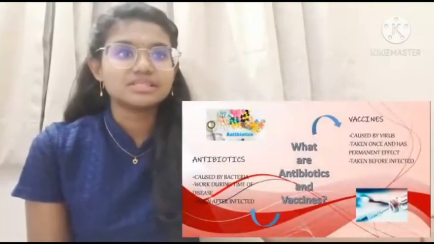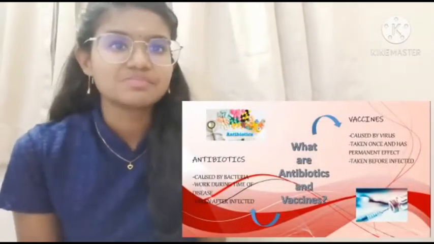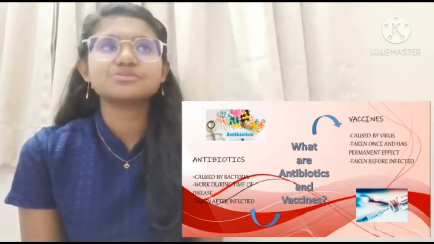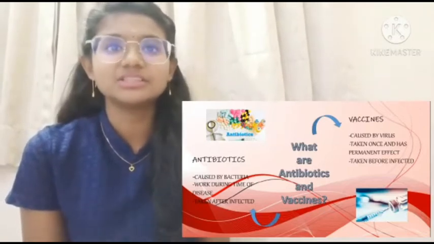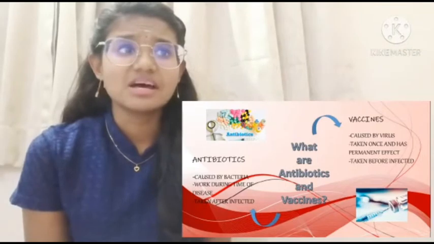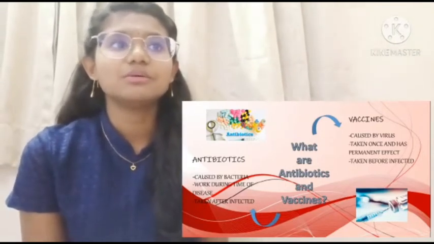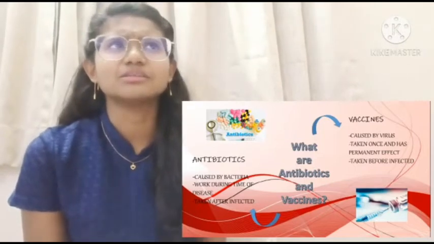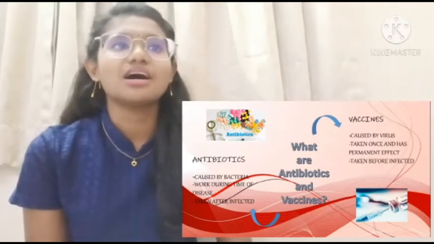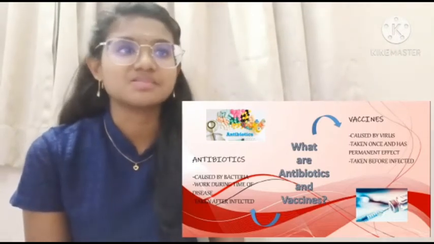The next one is the introduction. What are antibiotics and vaccines? Antibiotic is a medicine that helps to stop infections caused by bacteria, whereas vaccines are biological preparation to produce immunity to a specific disease or infection caused by virus.